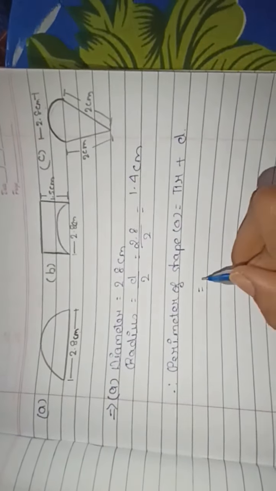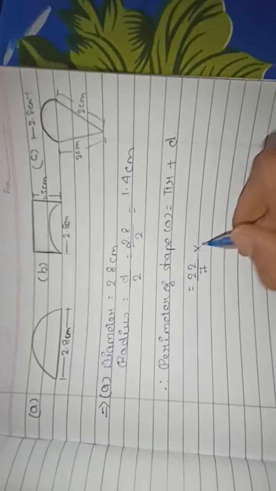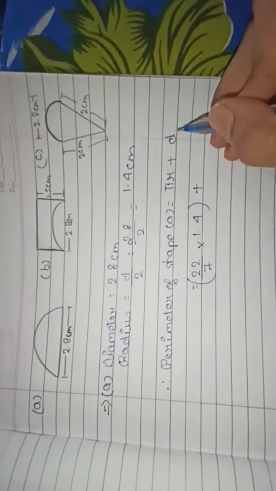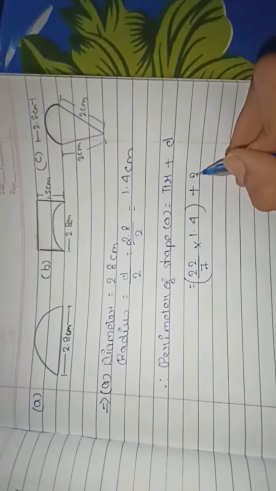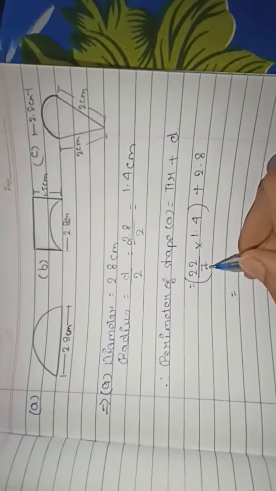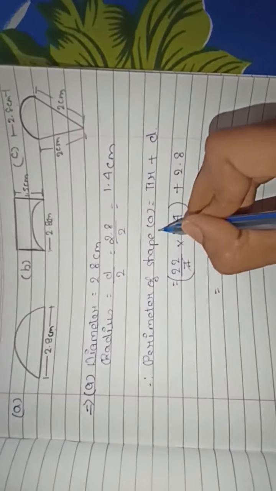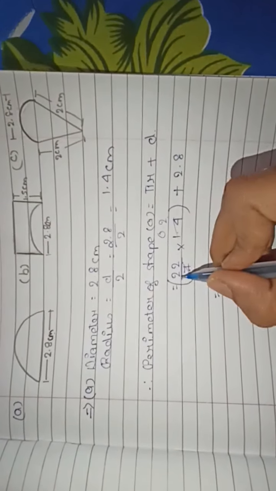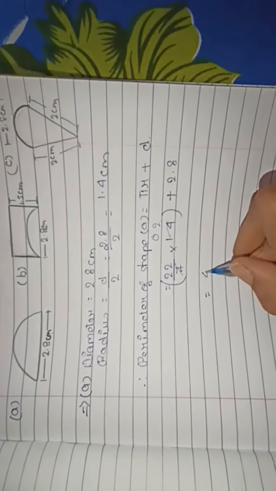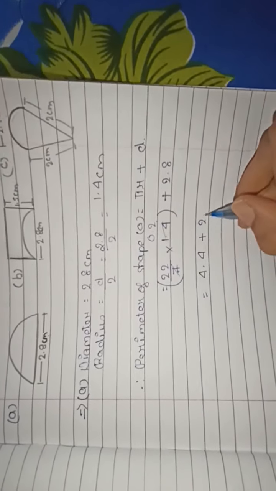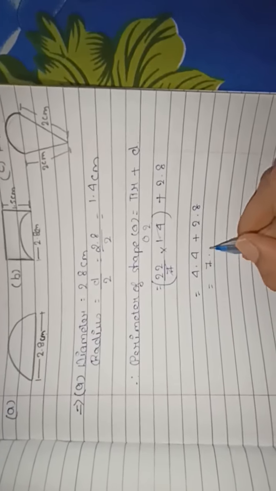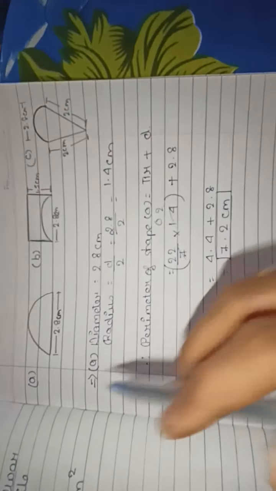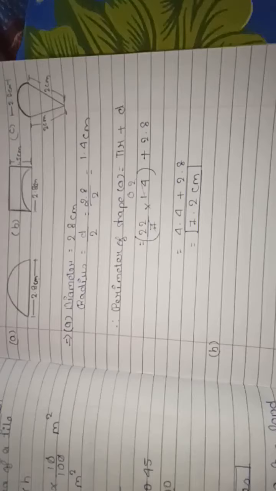So what is pi here? 22 by 7. What is r? 1.4, plus d. d is 2.8, so 2.8 here. Then we multiply 22 by 0.2, which is 4.4, plus 2.8, that will give us 7.2 centimeters. So this will be the perimeter of this particular shape.